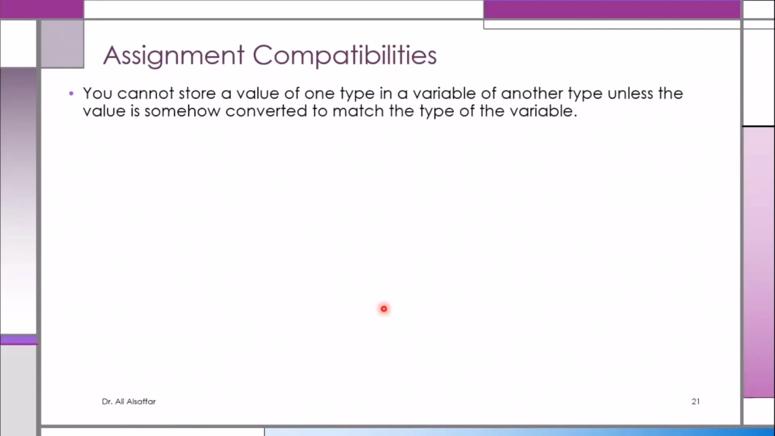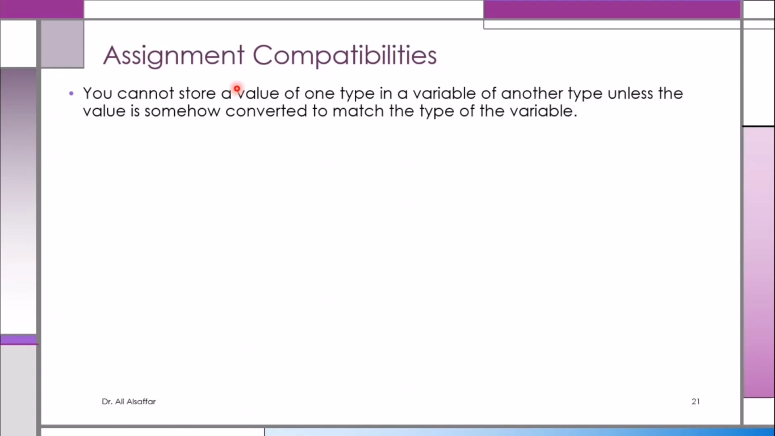Assignment compatibilities. When we say compatible, it means that we can move one value into the other one. Assignment compatible. Assignment here means the equal sign we use for equations. If you recall, the equal sign in computers doesn't mean that you compare. It means move whatever you have on the right hand side into the left hand side.